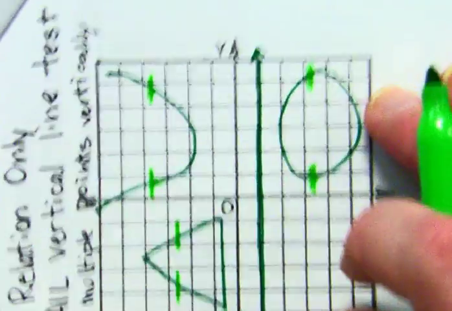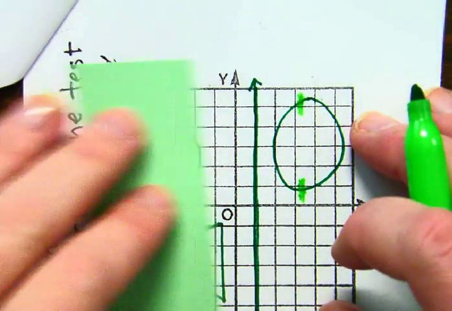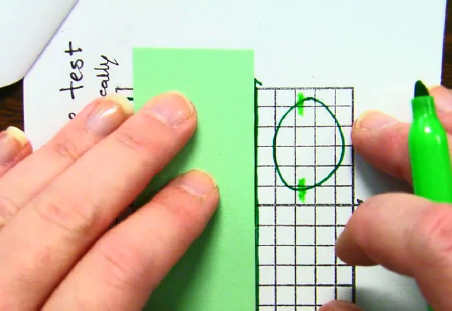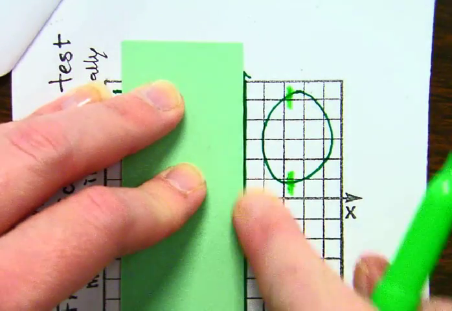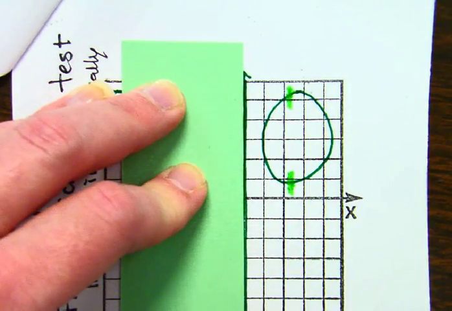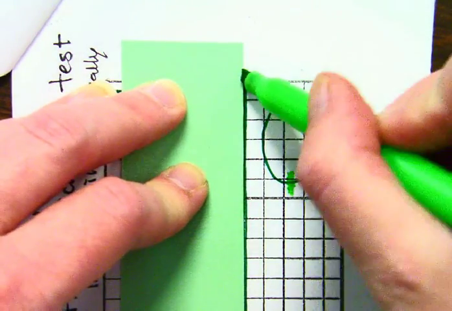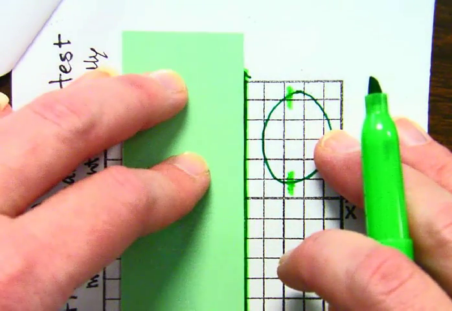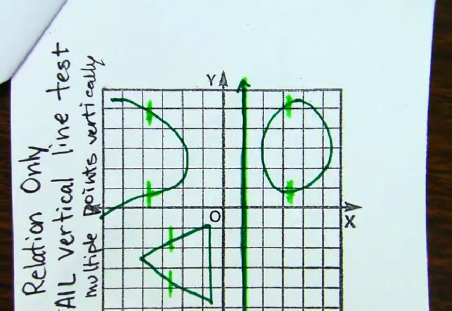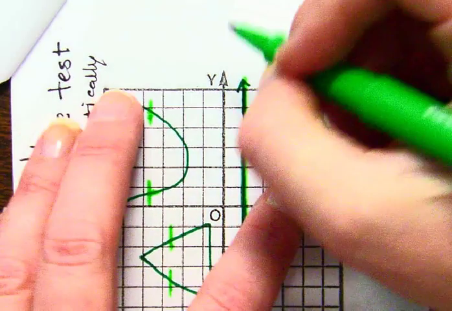Then we've got this guy. This one's frequently missed. This is an undefined slope line. It's touching the whole entire line, my vertical edge. So this is a big fat fail. Undefined slope is a big fat fail.